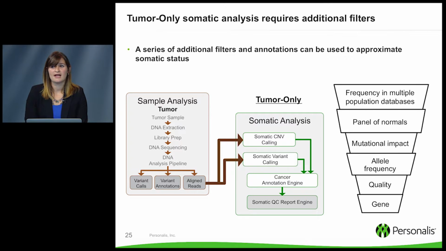For our tumor-only analysis, instead of incorporating aligned reads from the matched normal, we apply a series of filters and annotations to the variants called in the tumor to approximate somatic status. These filters include a variety of population frequency metrics, a large panel of unmatched normals, mutational impact, and others. These filters are unique to the tumor-only pipeline and are just some of the ways we try to informatically make up for the missing matched normal.